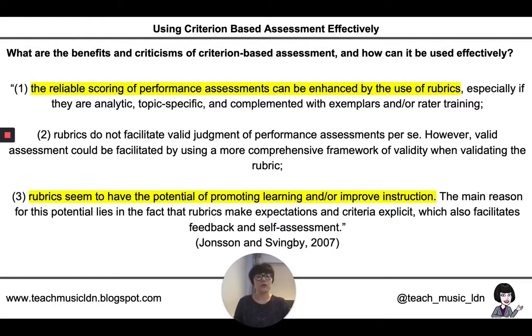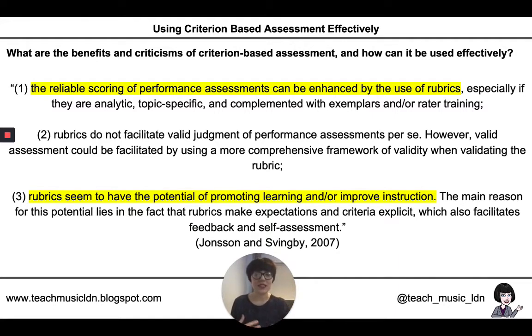They've also found that rubrics seem to have the potential of promoting learning or improving instruction. The main reason being that rubrics make the expectations and the criteria explicit, so that allows the students to engage in self-assessment and to have more appropriate feedback conversations with the teacher.